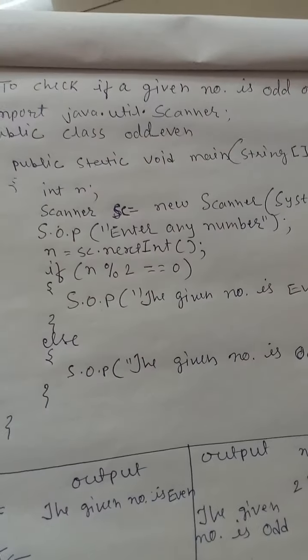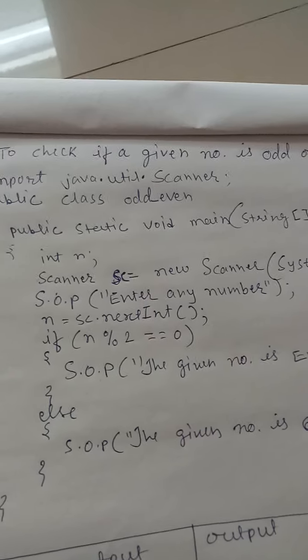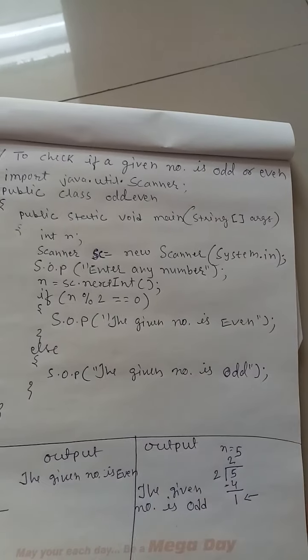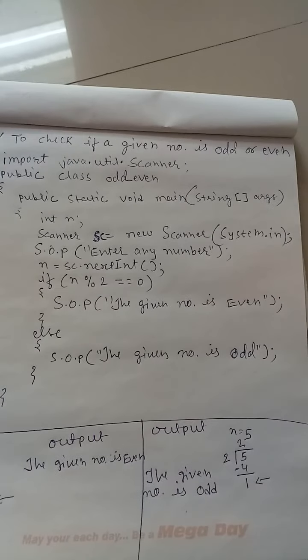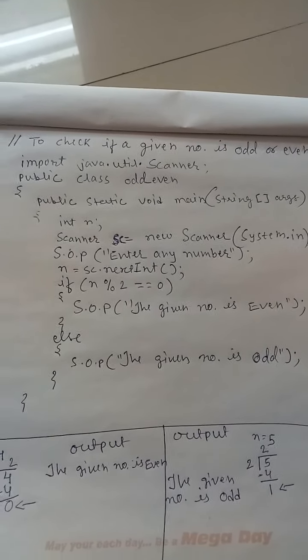So here my program's topic is to check if a given number is odd or even. Means in this program you have to take a value from the user. Means we are not going to take any static value. So here let me start the program.